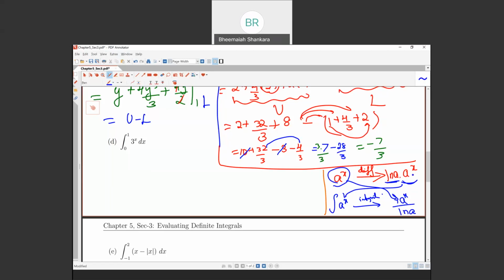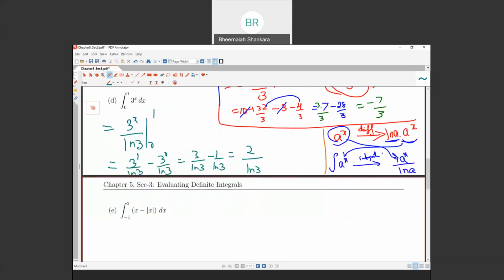So let's do that here, integration formula. This is 3 to the x divided by ln 3 after you integrate. Evaluate from 0 to 1, upper minus lower. So this is 3 to the 1 over ln 3 minus 3 to the 0 over ln 3. Simplify, 3 over ln 3 minus 1 over ln 3. Common denominator, subtract the numerators, it's 2 over ln 3.